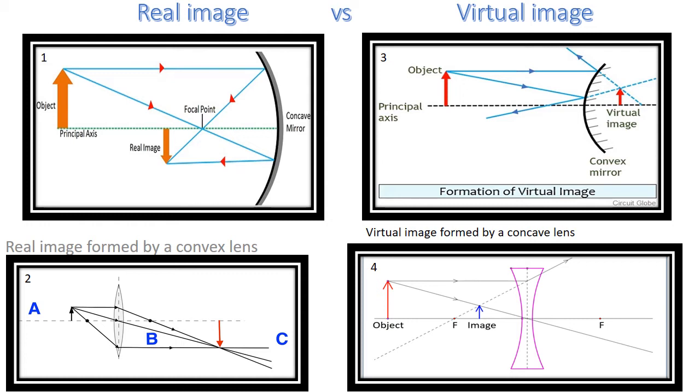Now look at the fourth figure, a concave lens. Here also we have an object that is erect, and the light rays also don't meet after refraction, but they are extrapolated, and there you can see a virtual image formed in front of the concave lens. So we understand that virtual images are always erect and they are not formed by the actual intersection of the light rays, either during reflection or refraction.